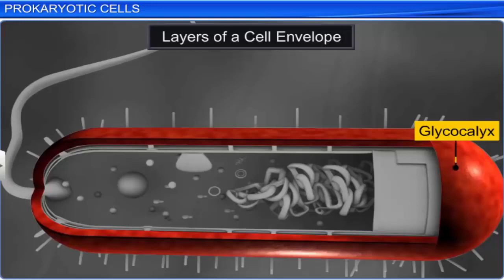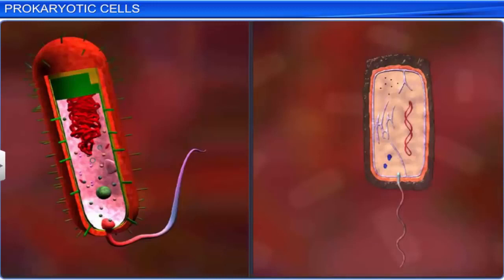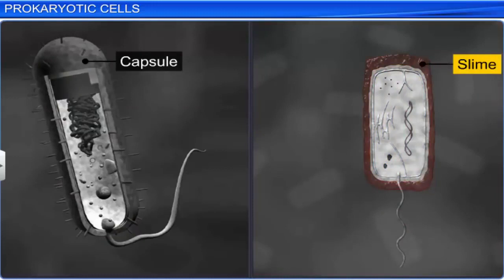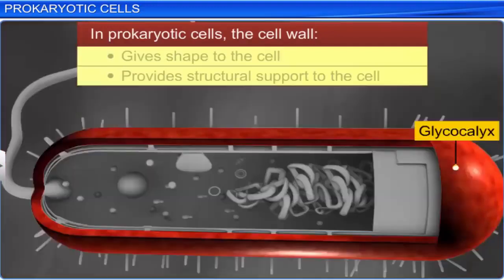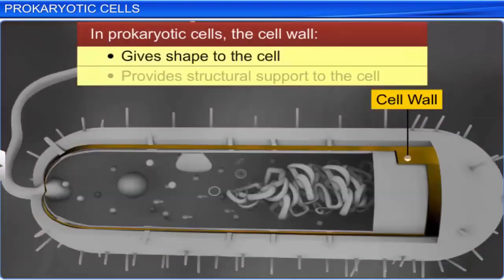Did you know that the glycocalyx differs in thickness and composition among different prokaryotes? In some, it occurs as a thick and tough sheath called a capsule, while in others it may be a loose sheath called a slime layer. The glycocalyx is followed by a cell wall, which determines the shape of the cell and provides structural support, thereby preventing the cell from collapsing or bursting.